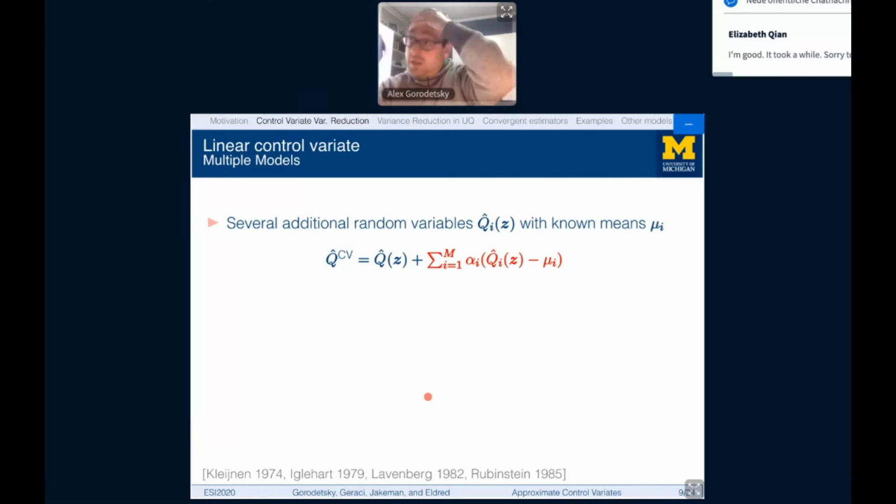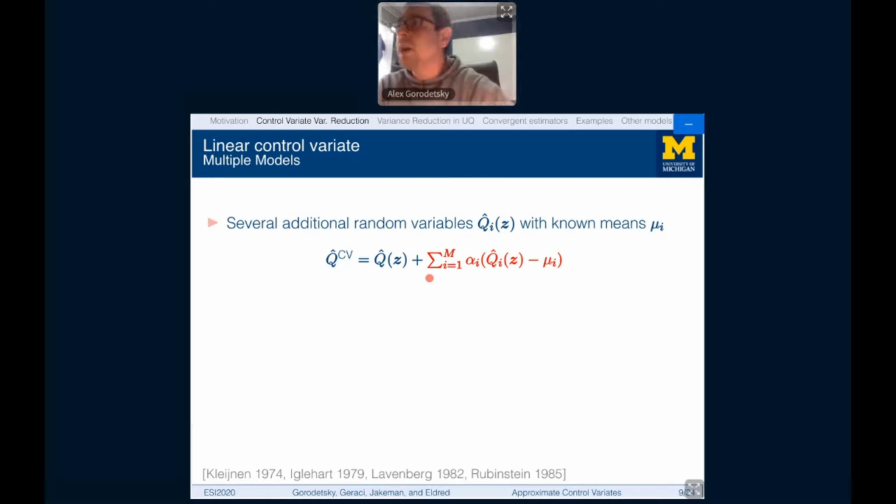Okay, so now when we consider multiple models, multiple information sources, we can introduce each of them with its own weighted sum. So this is, again, another ansatz for multifidelity uncertainty quantification. And then, again, these weighted sums have to have known statistics, they have to have known means, and then they each have their own weights.